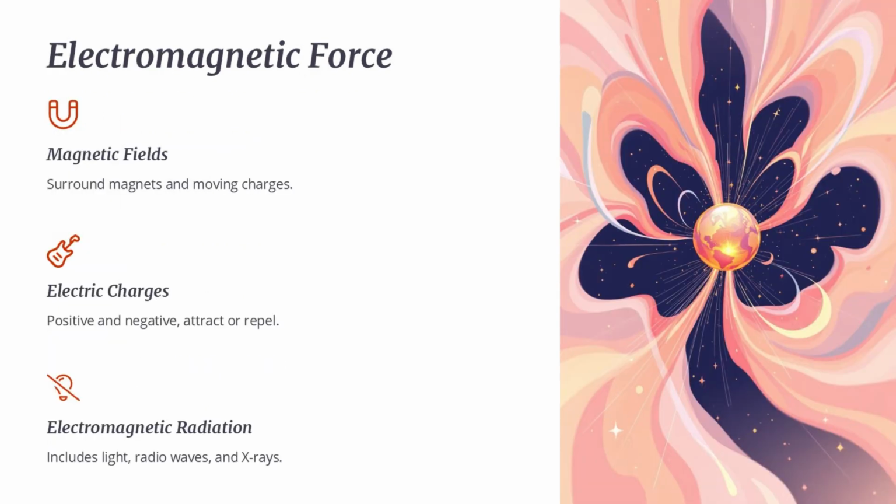The electromagnetic force is one of the four fundamental forces in nature, along with gravity, the strong nuclear force, and the weak nuclear force. Magnetic fields surround magnets and moving electric charges. They can exert forces on other magnetic materials and moving charges. Electric charges come in two types, positive and negative. Opposite charges attract, while like charges repel.